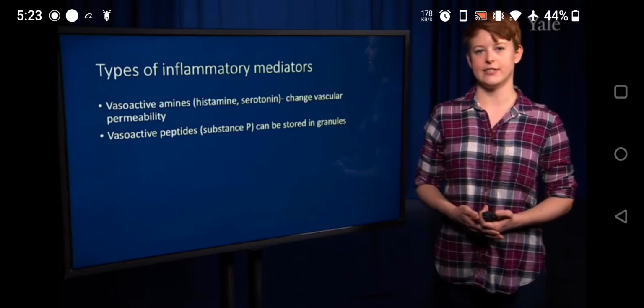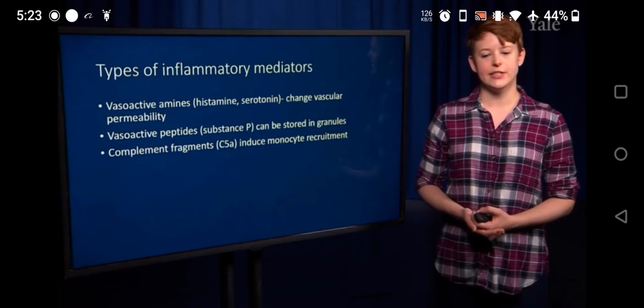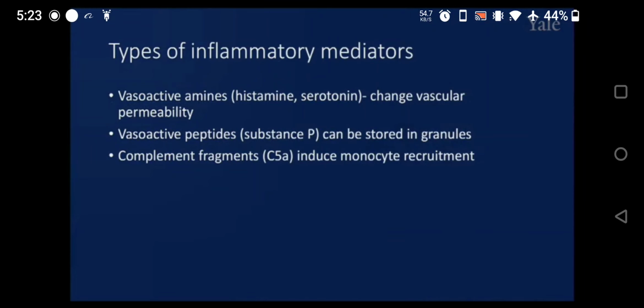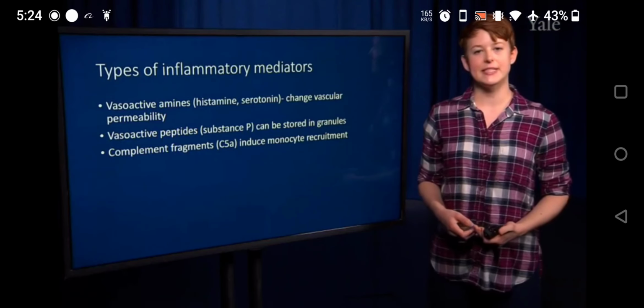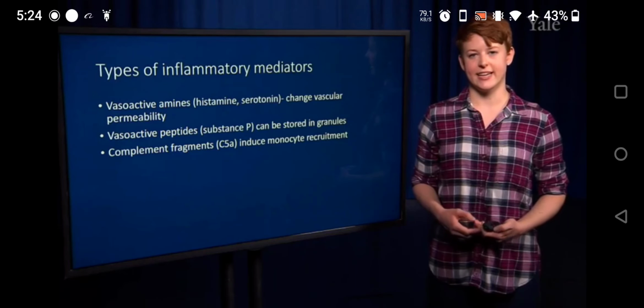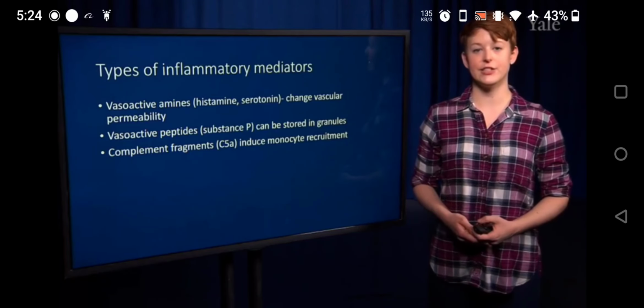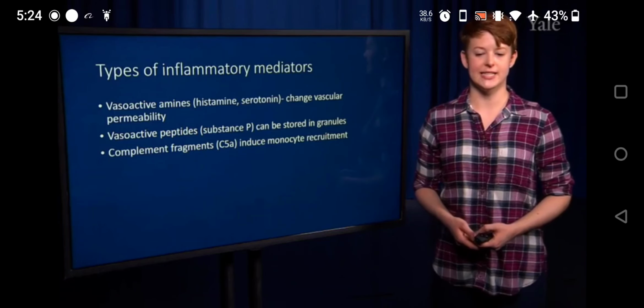They release those granules and cause an inflammatory response. So we can also include complement fragments in this list of inflammatory mediators. So as you guys discussed previously, complement cascade occurs, and there are many different mediators that are cleaved. And one example is the C5a protein. And C5a, besides being involved in complement, also acts as a chemokine. So that means that it can recruit additional immune cells to the site of complement activation. So for example, this could recruit monocytes from the blood.